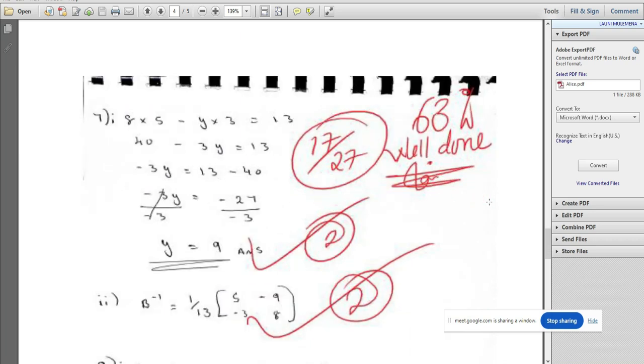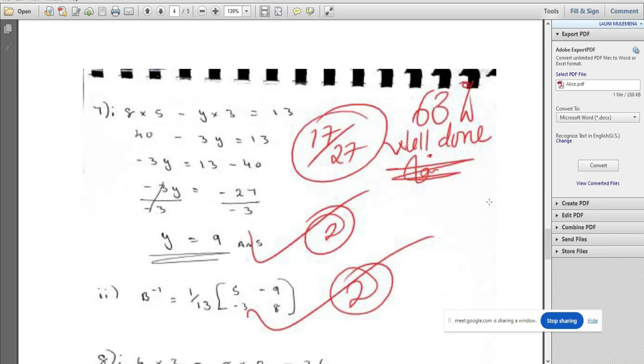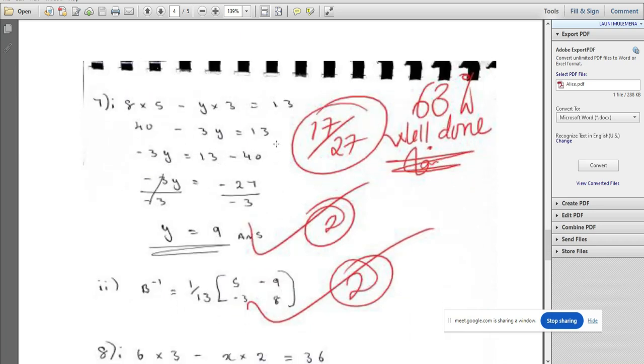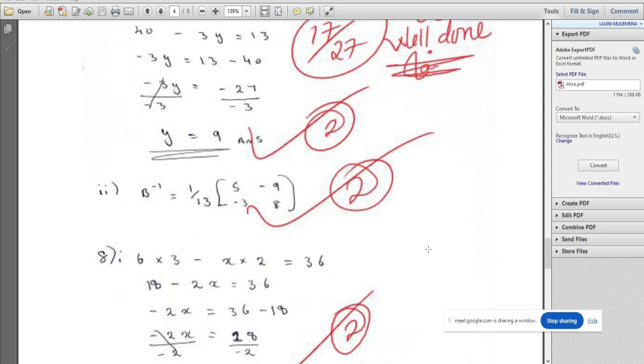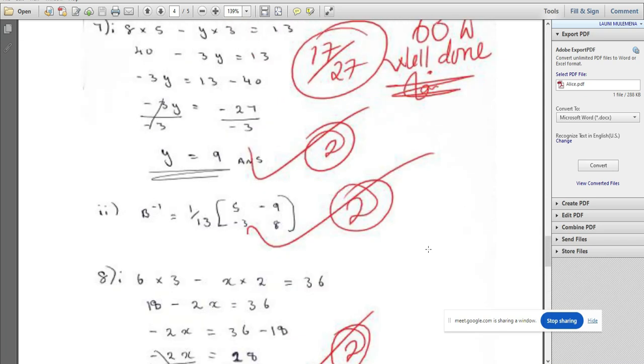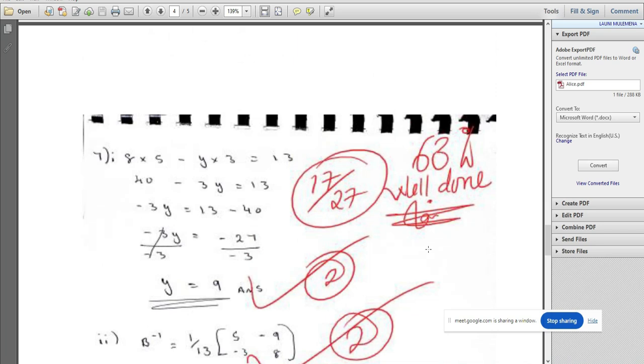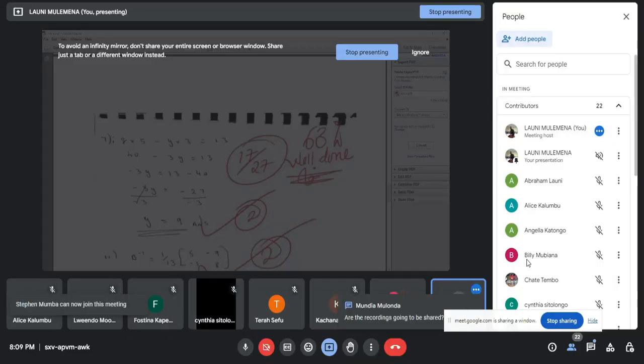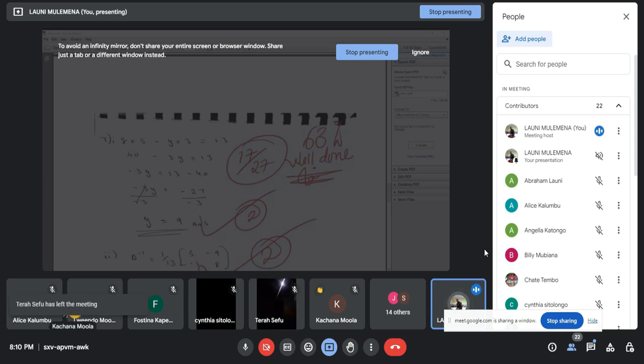And then this was question 7, where we're looking for the value of y, which is 9. This is the aspect of the matrices, of course. The inverse, she got everything there, even question 8. And then she got 17 over 27. Of course, the highest was 63%. So she had 63%.